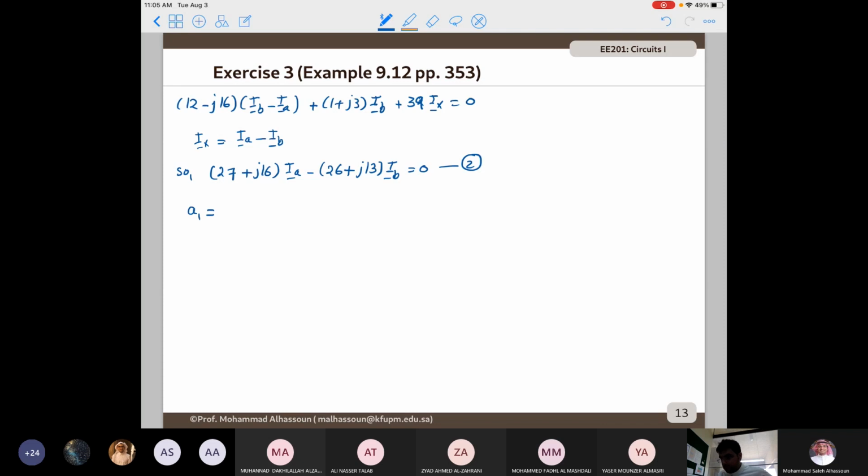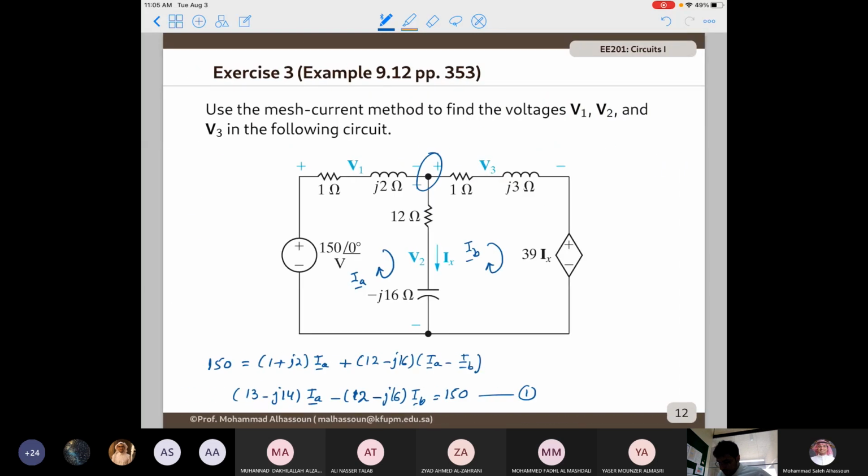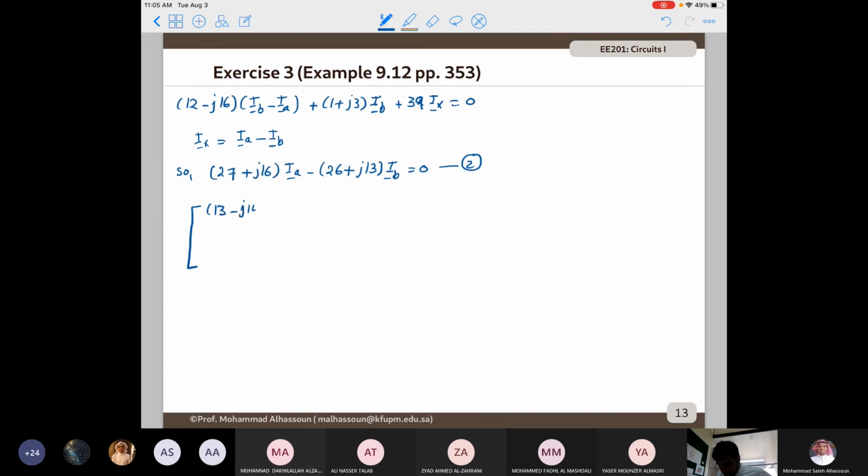Let me write it in matrix form. 13 minus J14, minus 12, 27 plus J16, minus 26 plus J13, times IA and IB, and this one was 150. This one is 0.